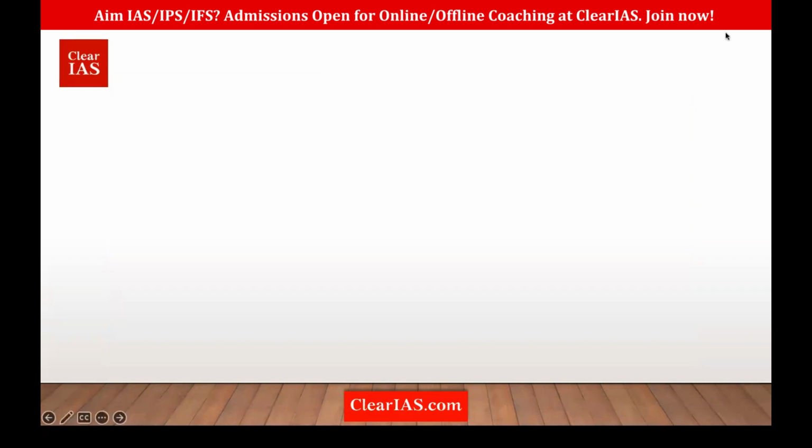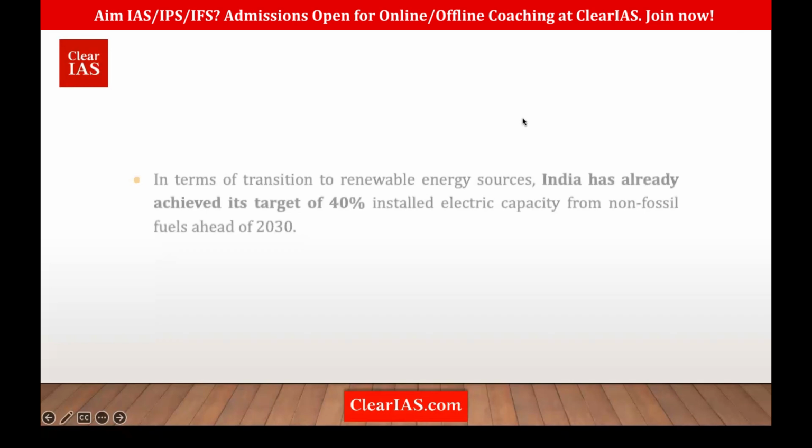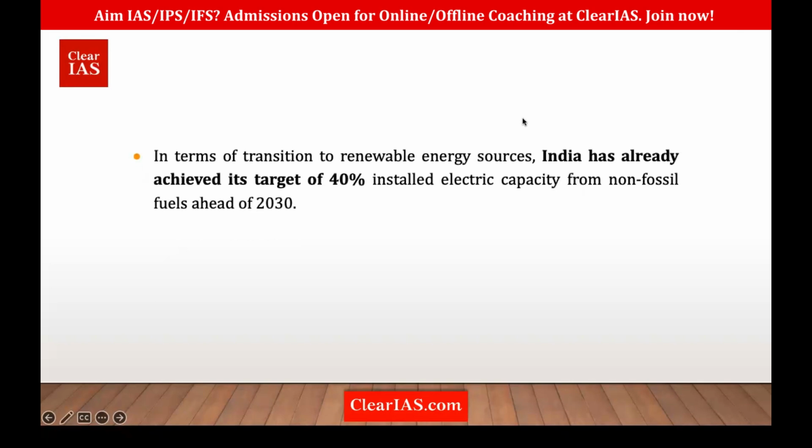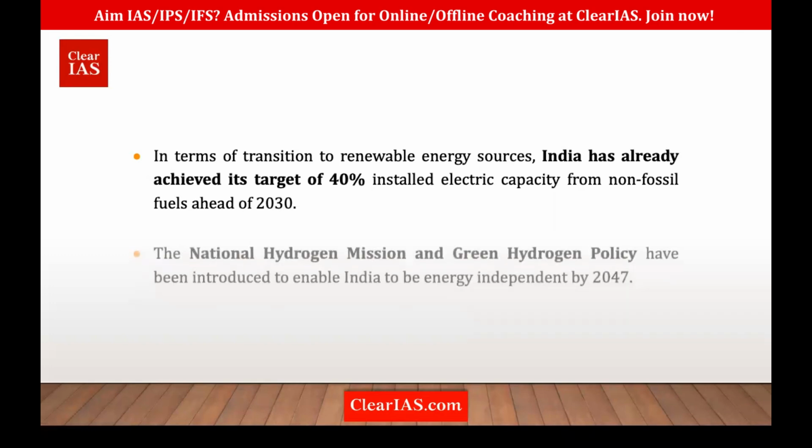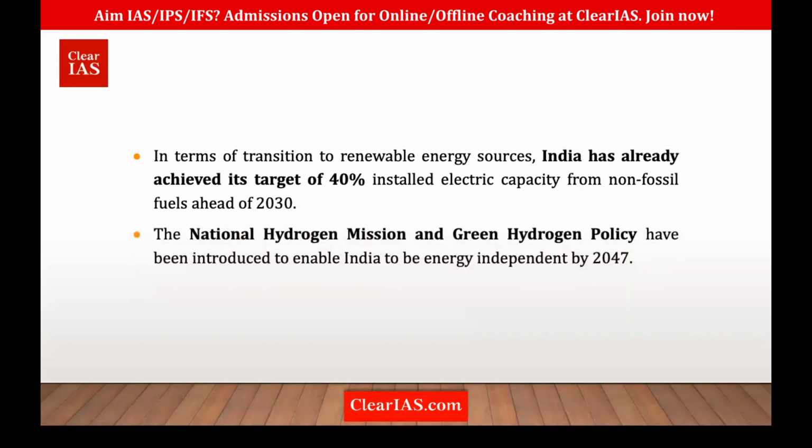Okay. So yes, when we speak about INDC, why did we update it? First and foremost, we already achieved the 40% target. So we need a higher target, so 50%. Okay. Then we have already come up with the National Hydrogen Mission and the Green Hydrogen Policy. Okay. So why did we do it?